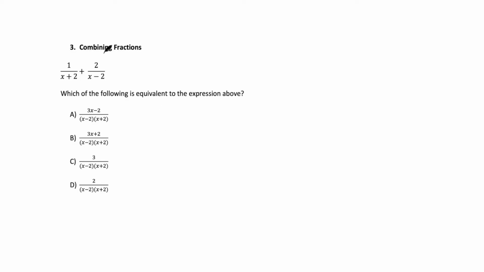The third scenario is where we combine fractions. Let's have a look at this. 1 over x plus 2 plus 2 over x minus 2. It's simple math. You have to take the LCM and solve this. So our LCM is basically the multiplication of the denominators, which is x plus 2 into x minus 2.